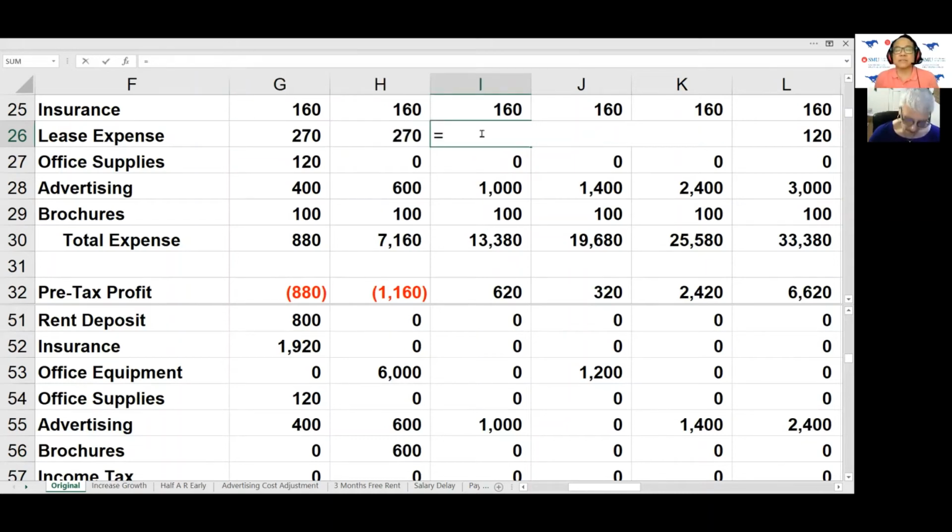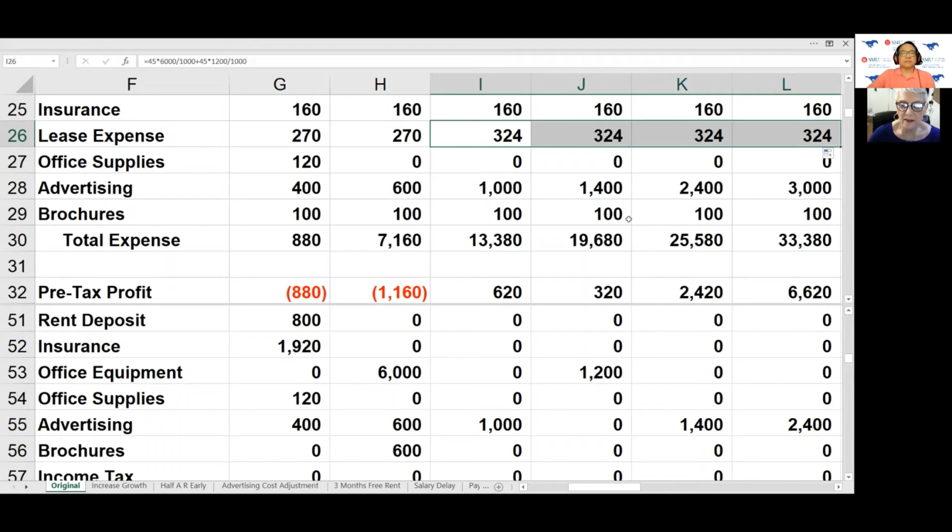So Pat, what is the formula for this additional purchase? All right. So we still have the 6,000. So $45 times 6,000 divided by 1,000, plus $45 times 1,200 divided by 1,000. Okay. All right. So that continues all the way through month 6. All right. Very good.